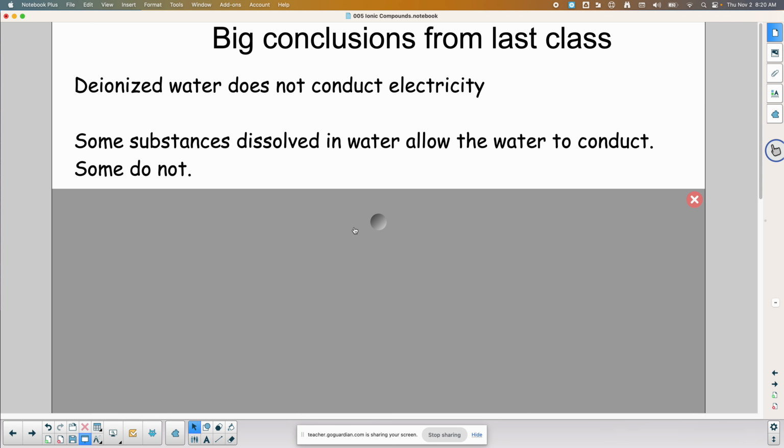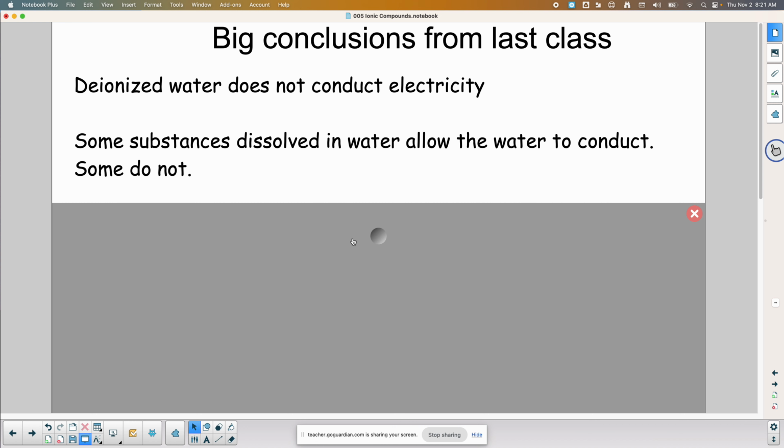Thought number 2, some substances dissolve in water to allow the water to conduct. Others don't help the water conduct. So we found out when we dissolved stuff in water, they either lit up the light bulb or they didn't light up the light bulb.